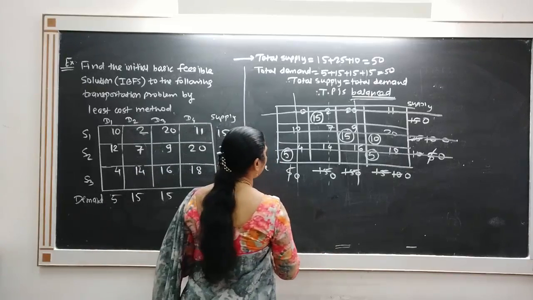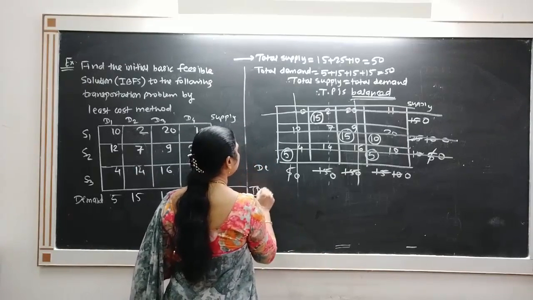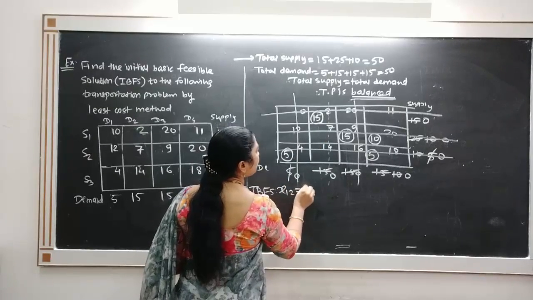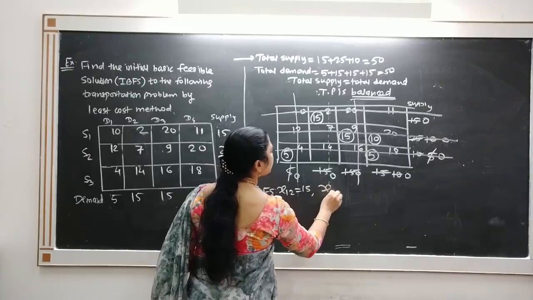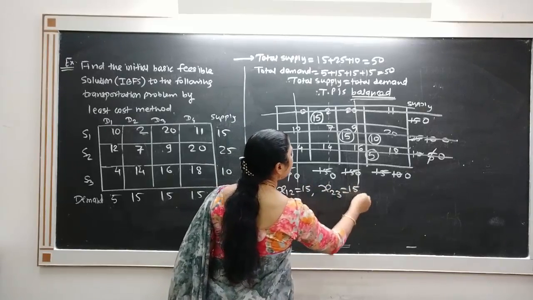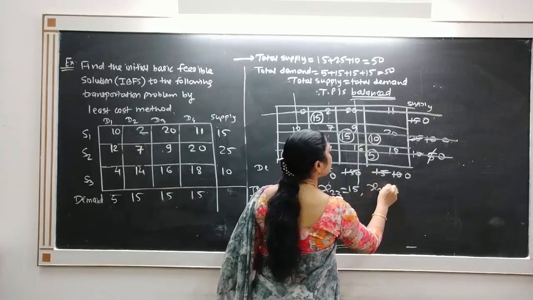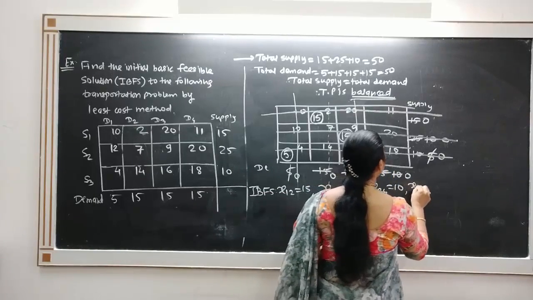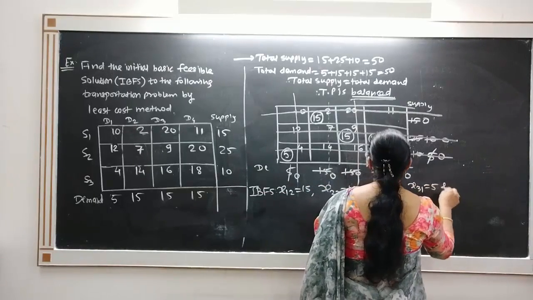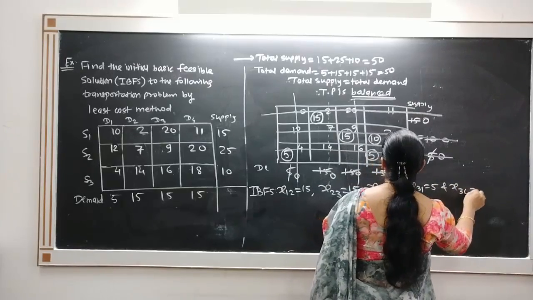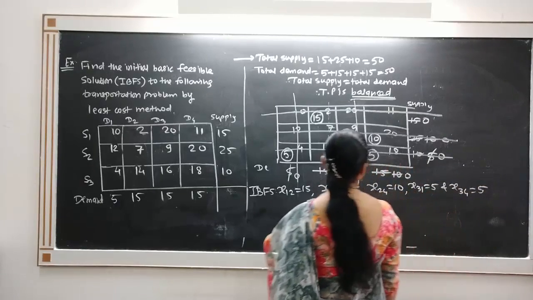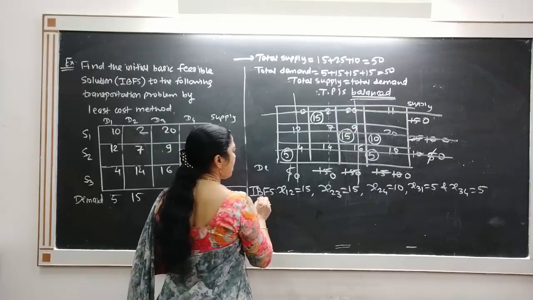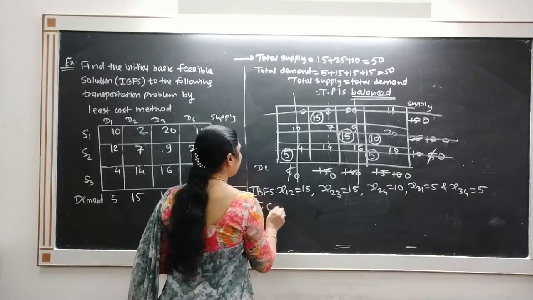So the IBFS is x12 is equal to 15, x23 is equal to 15, x24 is equal to 10, x31 is equal to 5 and x34 is equal to 5. This is the IBFS. And what is the transportation cost?